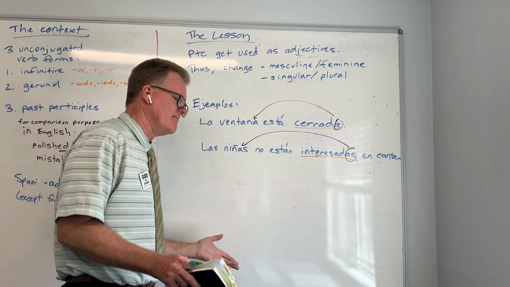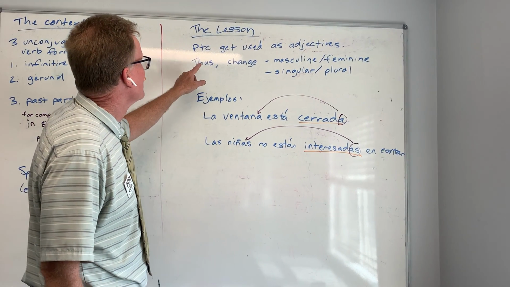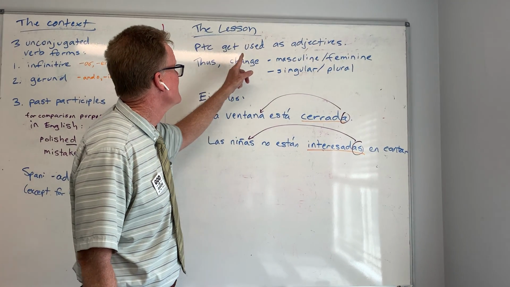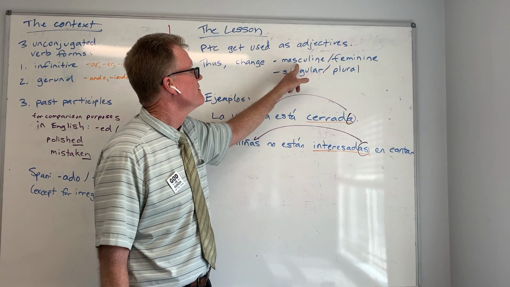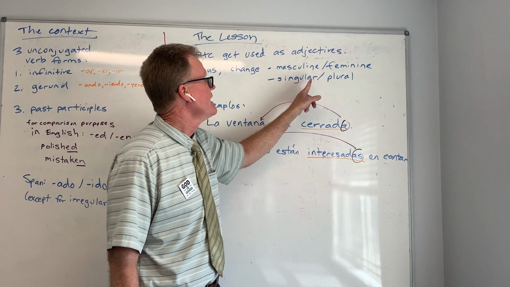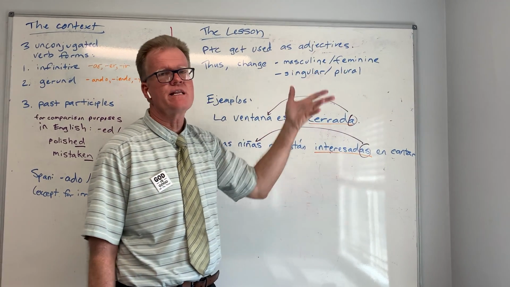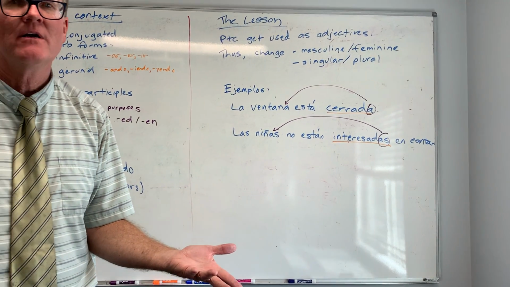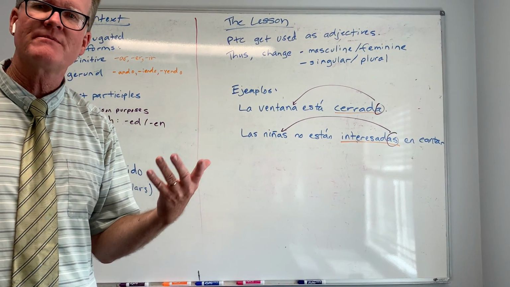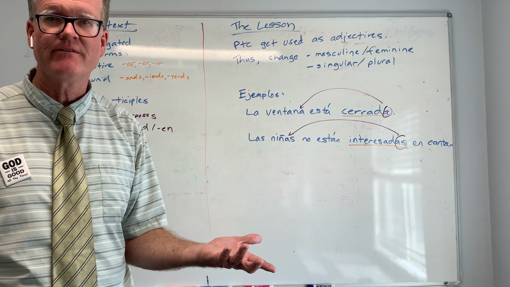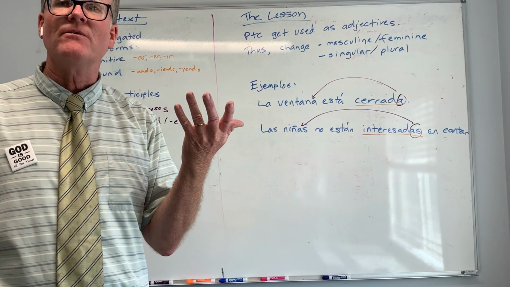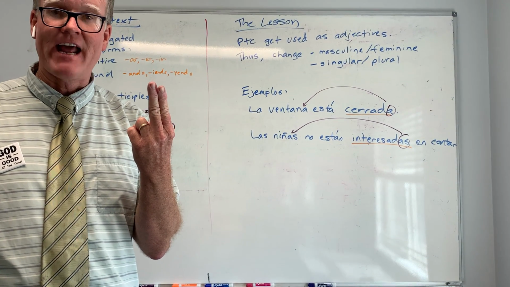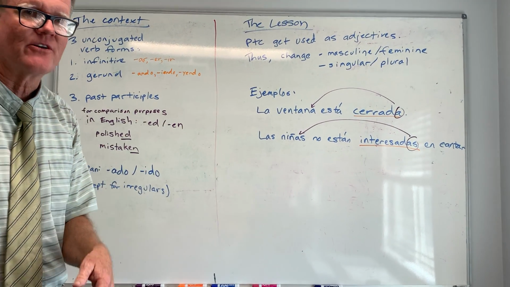When they get used as adjectives in Spanish, they change from masculine to feminine and from singular to plural according to the noun that they're modifying. So remember, an adjective describes or modifies a noun. When you have one of these participles being used as an adjective, it is going to follow the number and gender of the noun that it describes or modifies. Okay, so let's take an example.